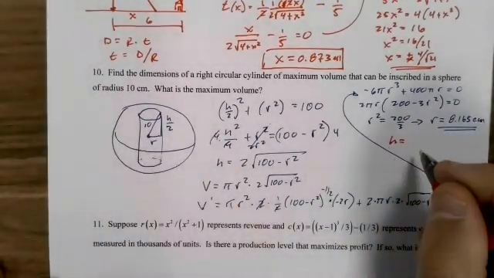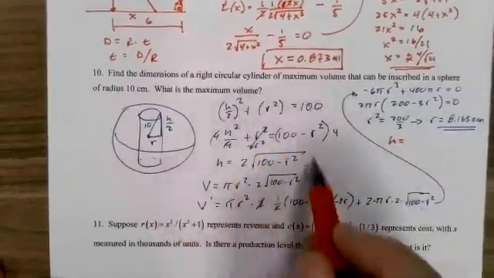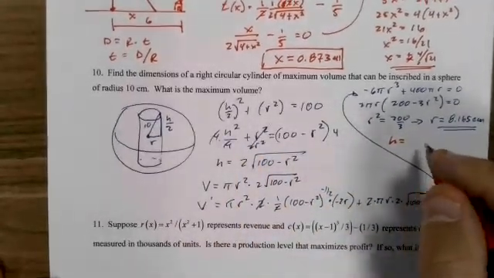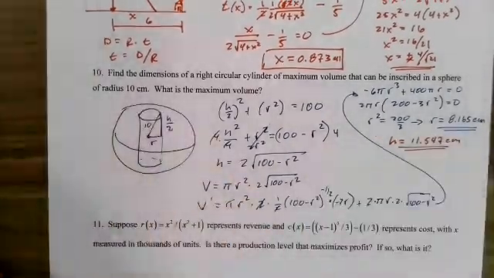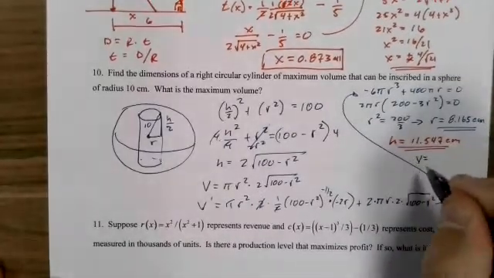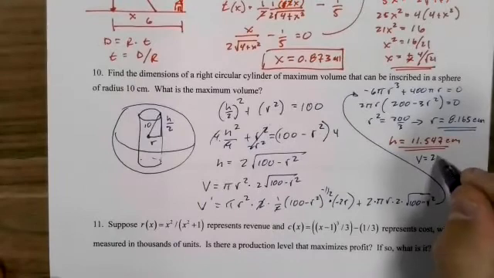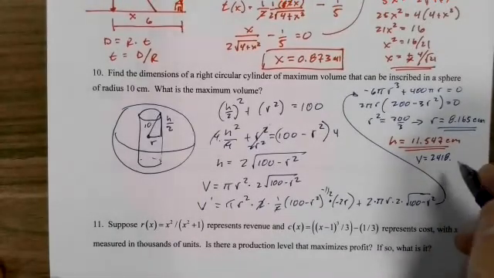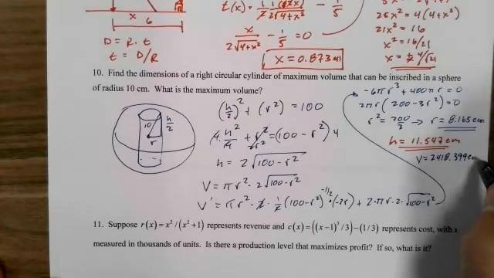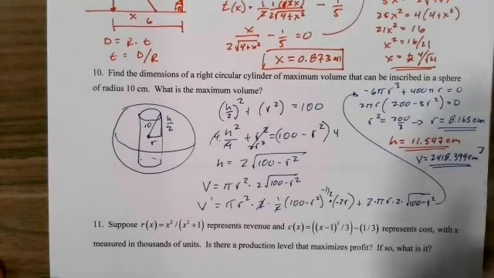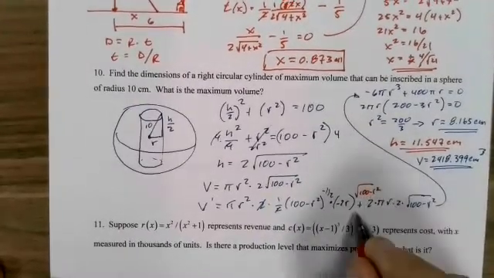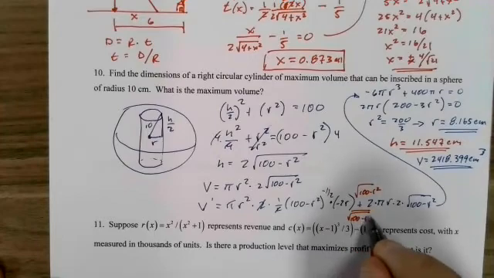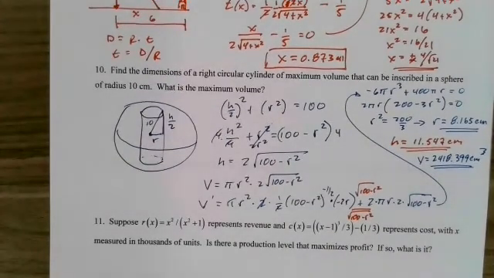H equals, from right here, 11.547 centimeters. Volume equals 2418.399 cubic centimeters. If I lost you in here, just remember you're multiplying by root 100 minus r squared over root 100 minus r squared. Then when you set it equal to 0, off you go.